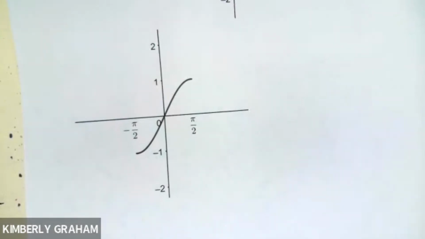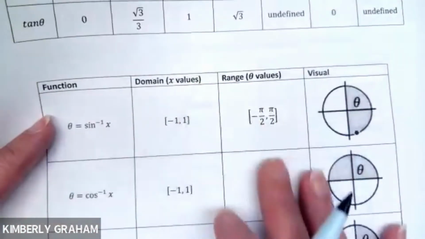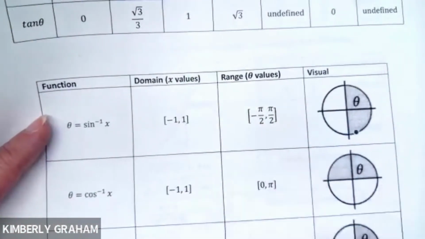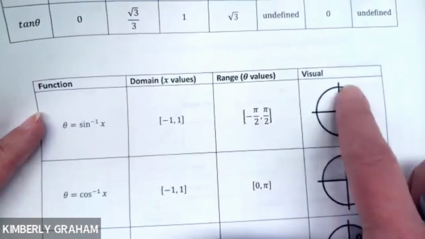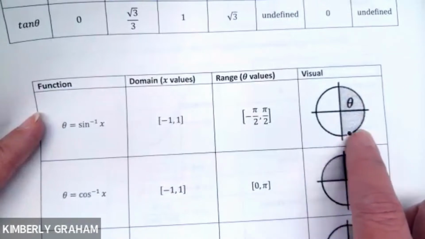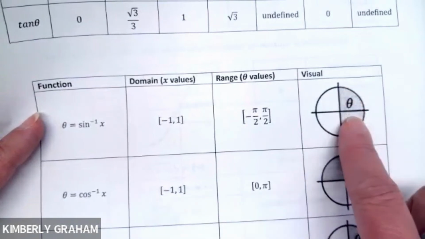On the handout that I gave you the other day, there was this part right down here. These are the inverses that we're talking about. So from negative pi over 2 to pi over 2 is this shaded part here, which means quadrant 1 and quadrant 4 is where I'm restricted.